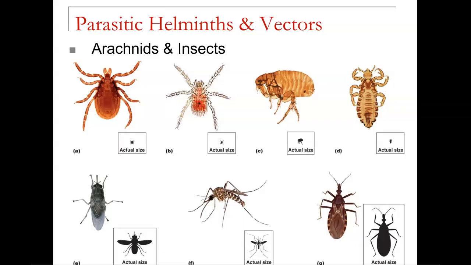With mosquitoes, we have the most important arthropod vector. They're going to carry pathogens that cause malaria, yellow fever, and viral encephalitis. And then the kissing bug, which you see last, is going to be important in transmitting what's called Chagas disease.